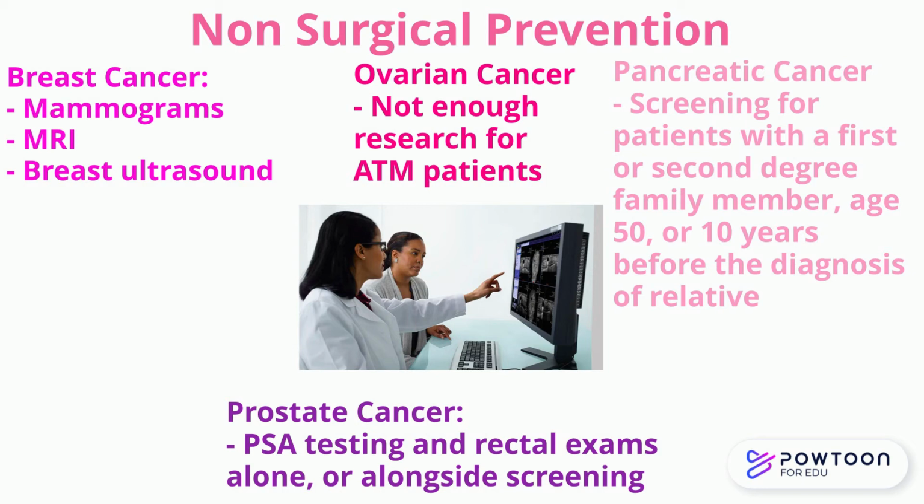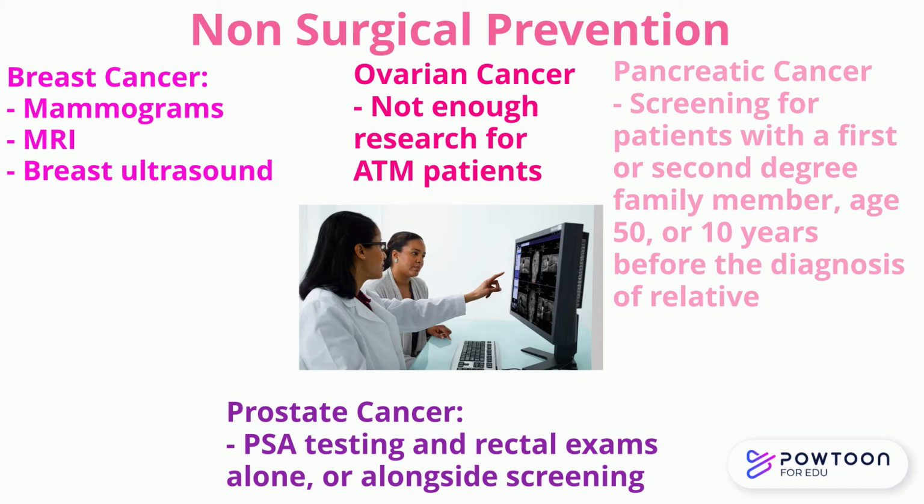For ovarian cancer, there has not been enough research to show a benefit from ovarian cancer screening and prevention in women who have an ATM mutation. For this reason, experts recommend managing ovarian cancer risk based on family history of cancer. For pancreatic cancer, screening is available to ATM patients if they have a first or second degree relative with pancreatic cancer. You can consider screening beginning at age 50 or 10 years younger than the age of diagnosis of your relative. This screening is not very reliable, and testing is still being developed.